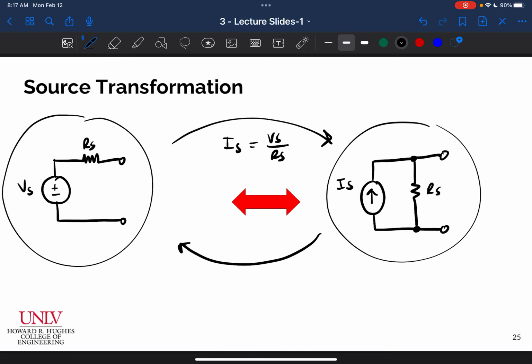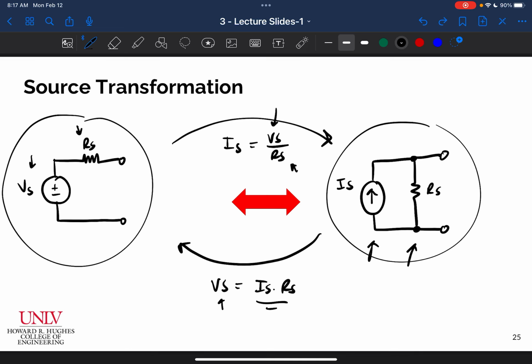If I wanted to go the other way, I would use V is equal to I times R, because these are my givens here, right? Here I'm given I source and R source, so I can find V source. Here I'm given V source and R source, so I can find I source. So this is all that source transformation is. It basically just tells me that if I have a voltage source in series with a resistor, there is an equivalent current source in parallel with a resistor, and vice versa, that I can very easily swap between in order to make solving a circuit easier on myself.